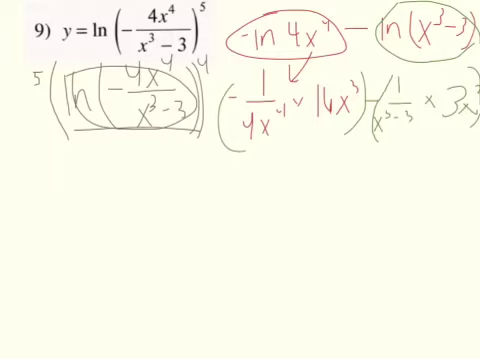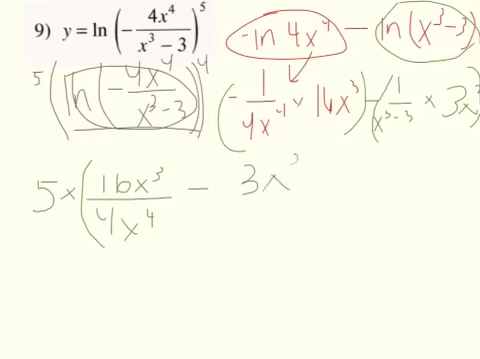But if I kind of follow what you have on the worksheet, it'd be saying 5 times 16x to the 3rd over 4x to the 4th minus 3x squared all over x cubed minus 3, which I can cancel out this one and make that a 1. And this one goes into this one 4 times. And for this one I can cancel the 2 out and make this one a 2.